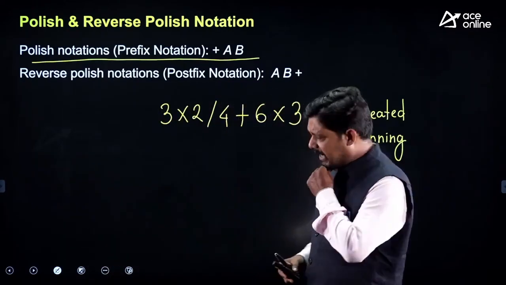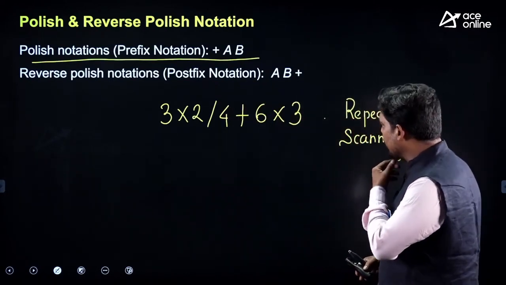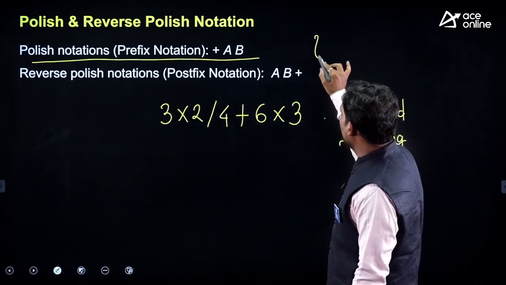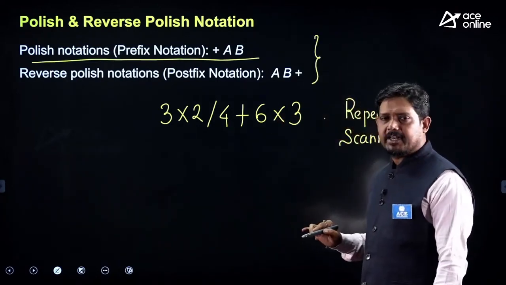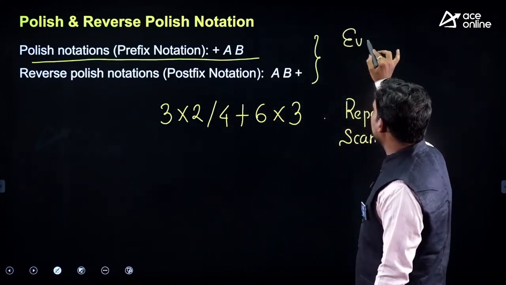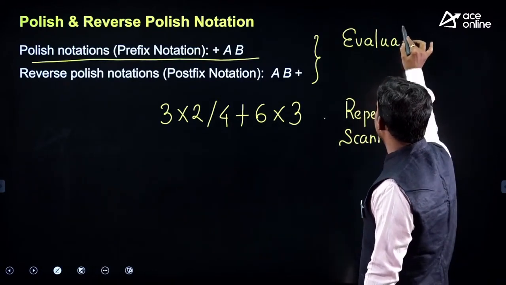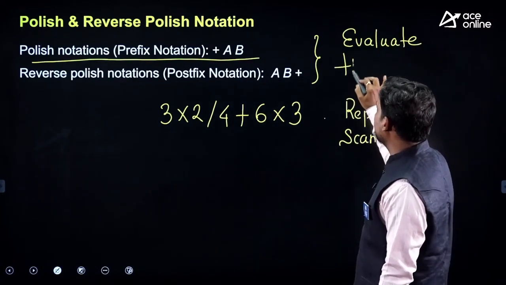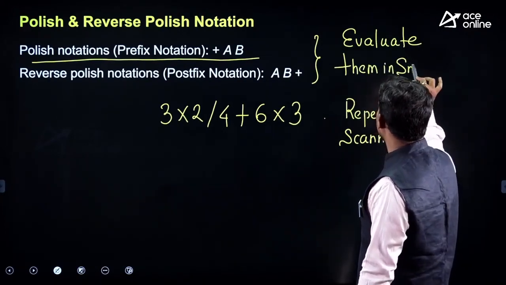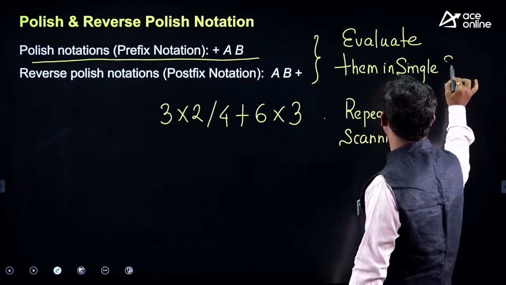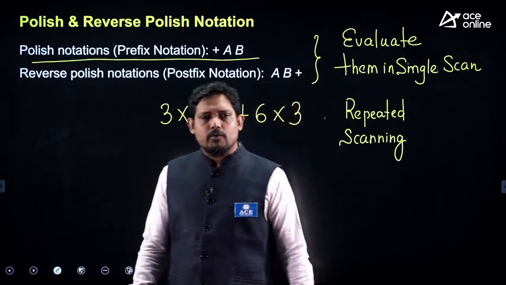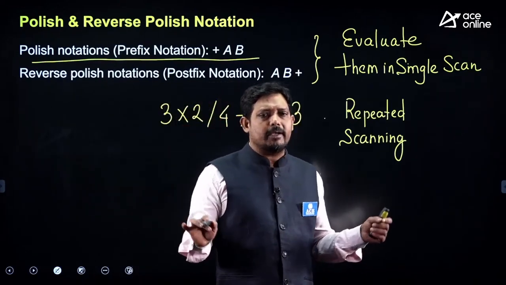Now, the property of prefix and postfix expressions is that once they are written, you don't need to search for precedence and associativity. Yes, you can evaluate them in a single scan. So this evaluation of the postfix and the prefix expression can be done in a single scan.